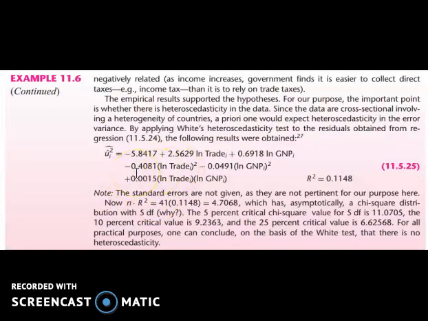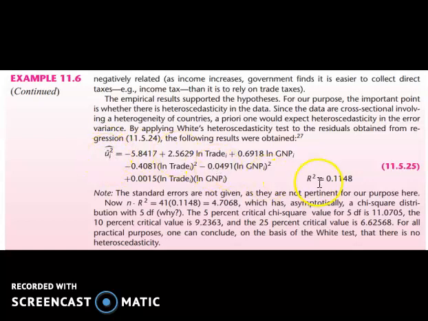So here is the estimation result, whereby we are regressing ui hat squared on ln trade, ln GNP, the square of ln trade, the square of ln GNP, and also the interaction between ln trade and ln GNP. Just to highlight, why do we have a second hat here? Because the dependent variable is ui hat squared, that is before you regress. Once you regress, you get the estimated ui hat squared.